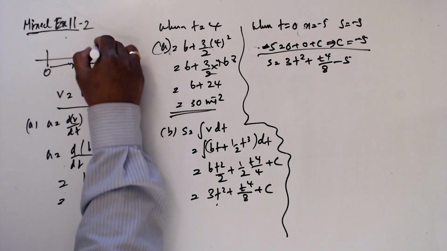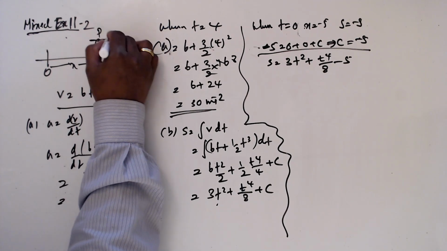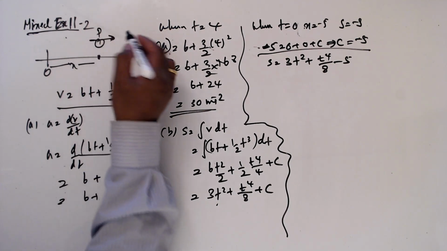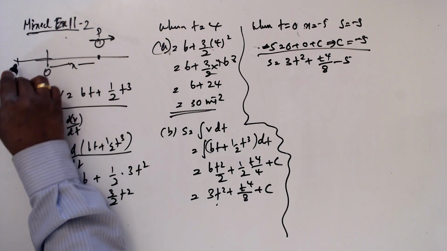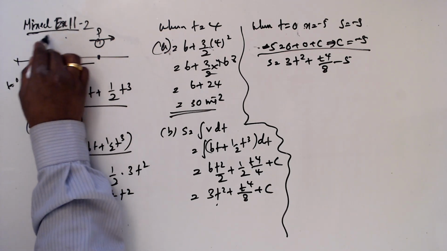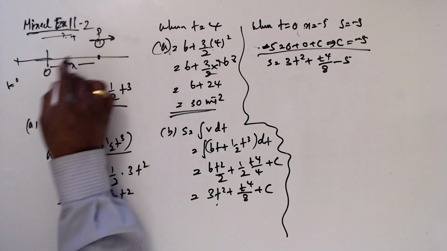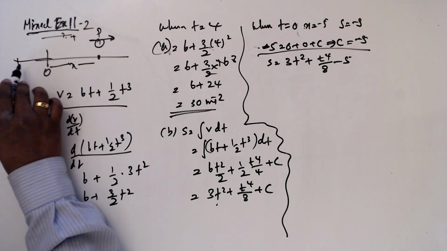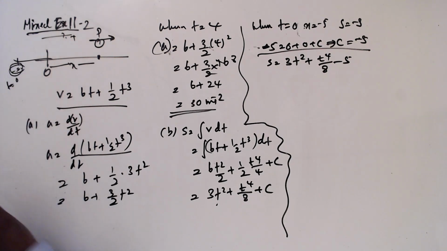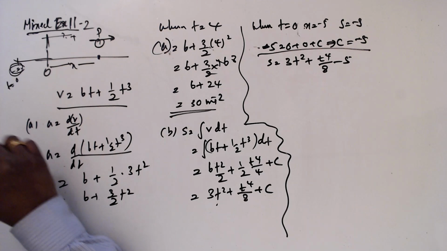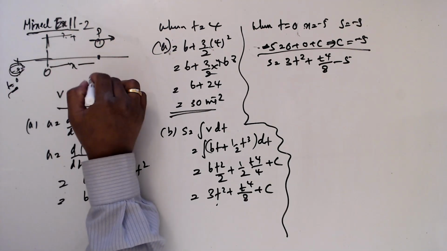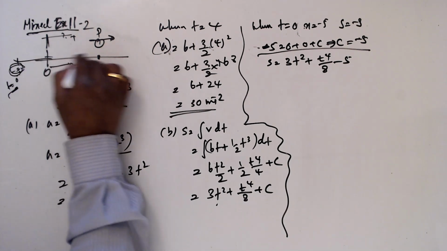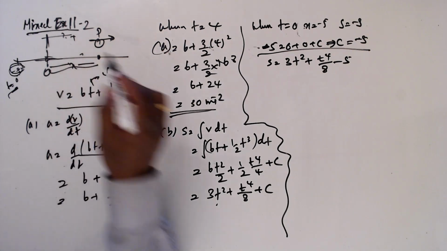This is the particle P, so this is in this direction. When t equals 0, we'll measure this as positive, somewhere here from this point, that is where t equals 0 for the displacement. Now when t equals 4, somewhere here, then we need to find this OP distance.